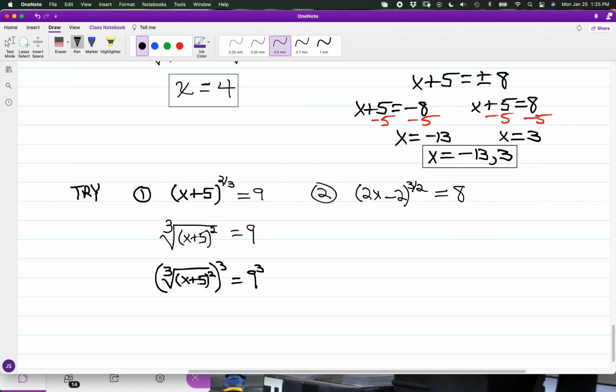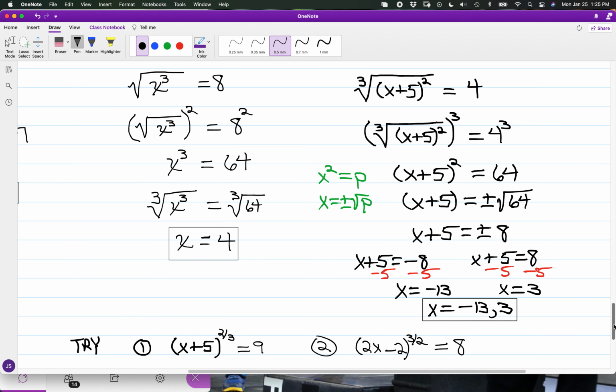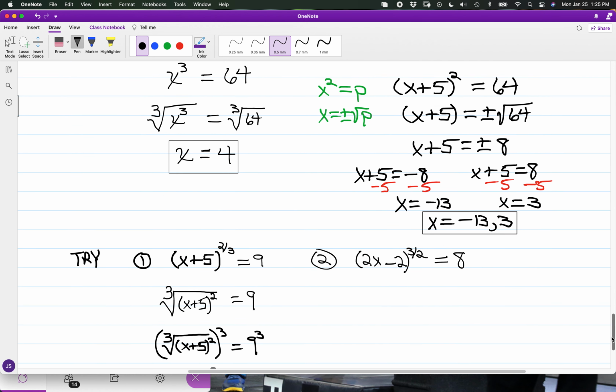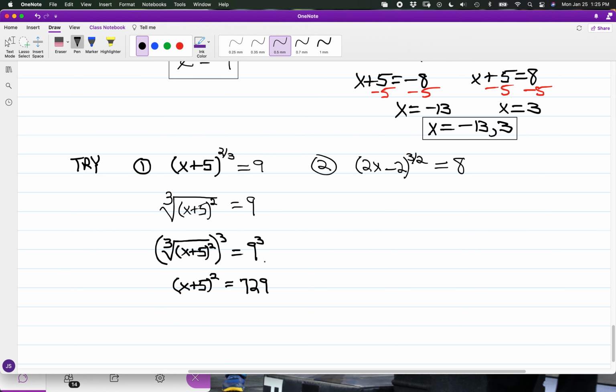Alright, so if I cube, I'm going to have to the left (x plus 5) squared, and 9 to the third. 9 to the third is going to be 9 times 9 times 9, which would be 729. And 729, kind of like the number 64 earlier, is both a perfect square and a perfect cube. And here at this stage we have (x plus 5) squared is equal to 729.